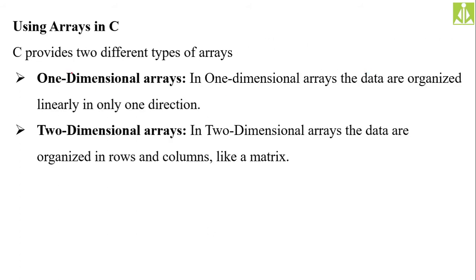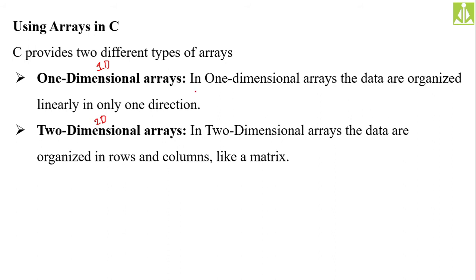Okay, so how many different types of arrays do we have in C? We have two different types of arrays in C. One is the one-dimensional array and the other is the two-dimensional array. The first type we call a 1D array, because it is one-dimensional, and the second type, as it is two-dimensional, we call a 2D array.